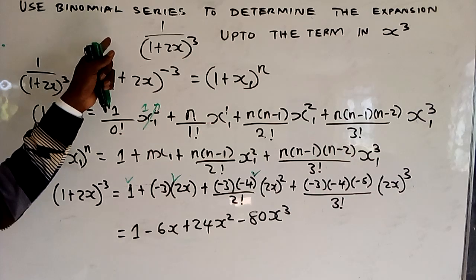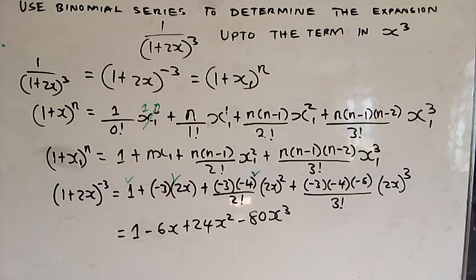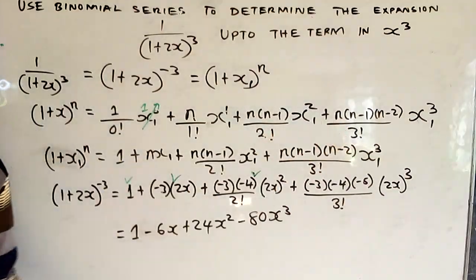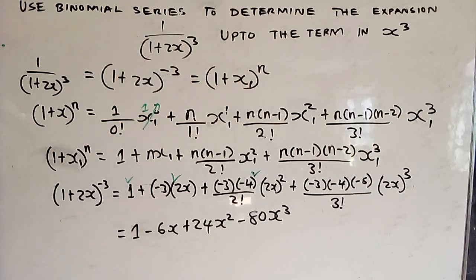So we have actually expanded that expansion in the binomial series. The binomial series we were using is the one having factorial notation because our power is not a natural number, isn't it? Are we together? Good.